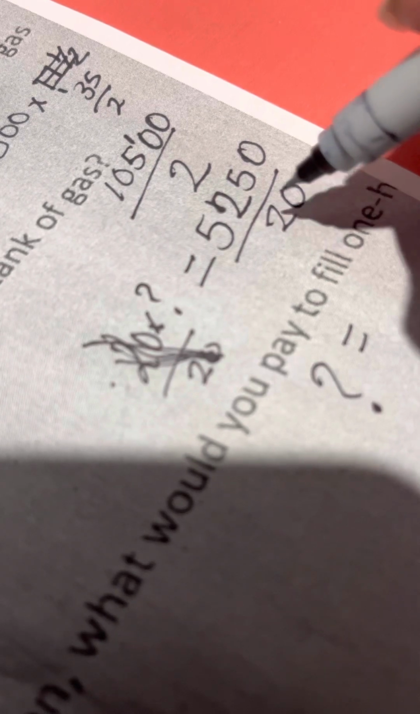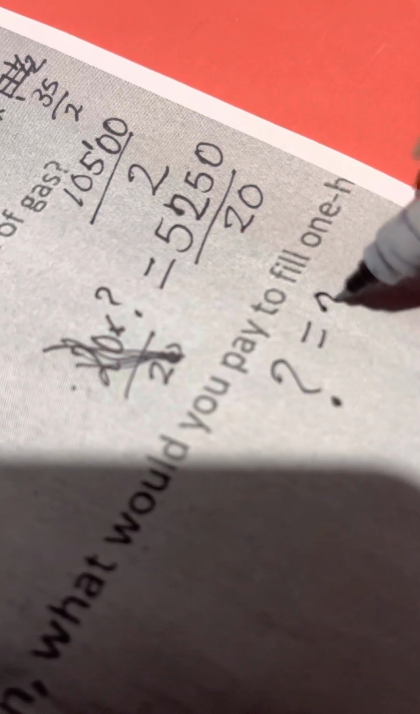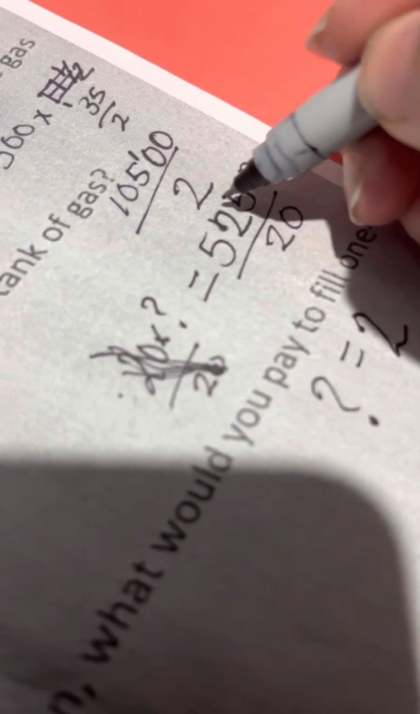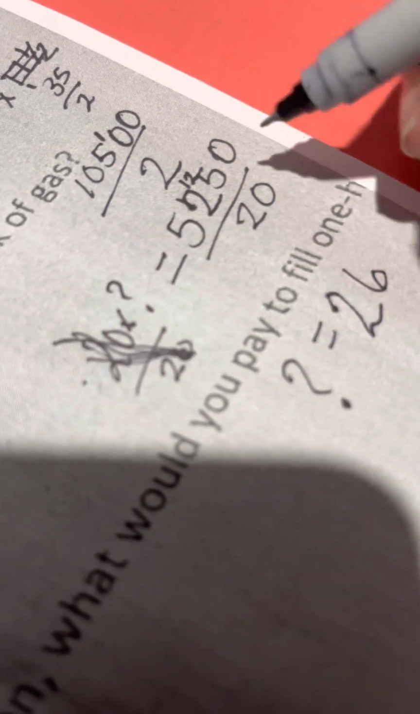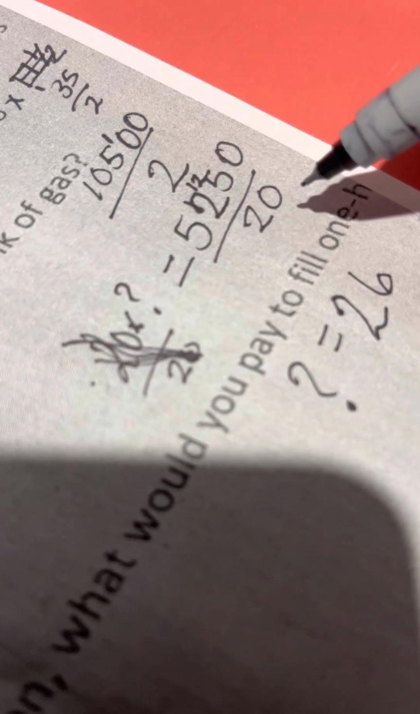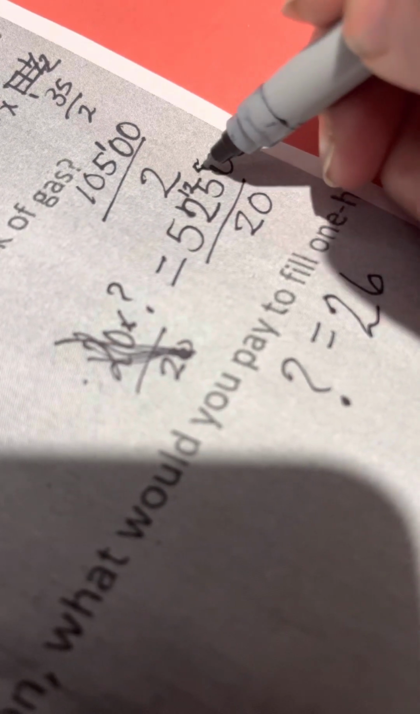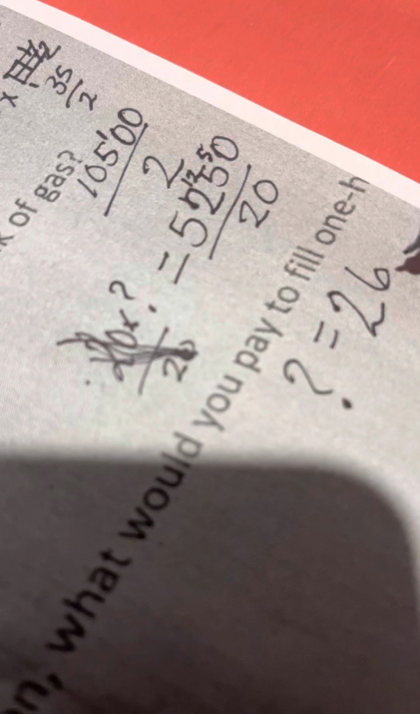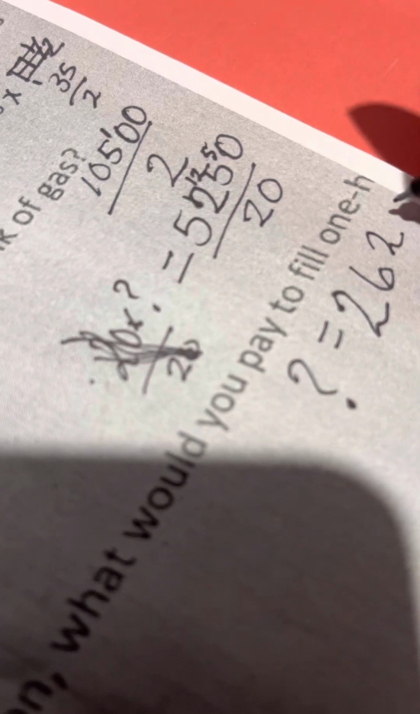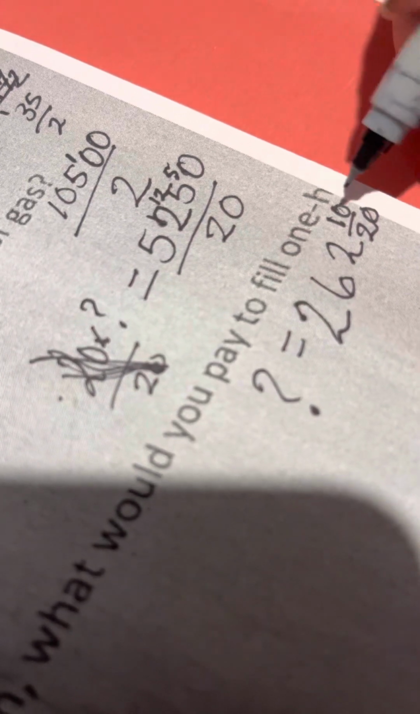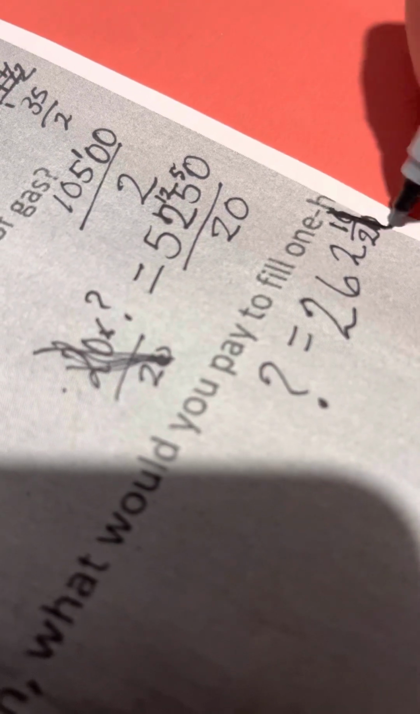Okay, 20 will go into 52 2 times. 20 will go into 125 6 times. Let's see. That should leave me with 5 left over here. 20 will go into 50 2 times, and that should leave me with 10 over 20 left. And I can simplify that to 1/2 right there.